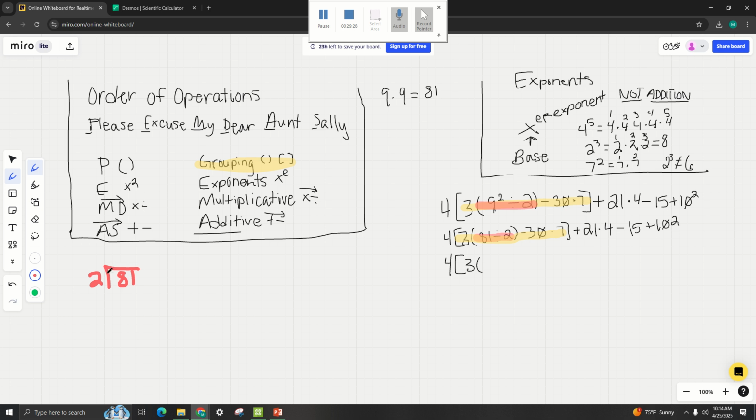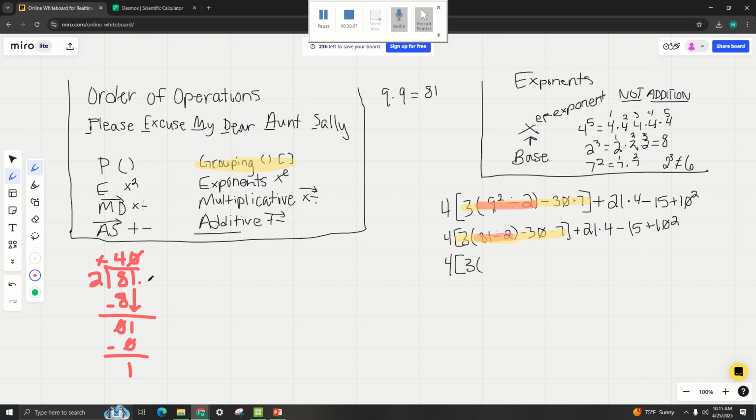So first step, divide. How many times does 2 fit in 8? Well, it fits in there 4 times. 4 times 2 is 8. I subtract. 8 minus 8 is 0. I bring down my 1, and I repeat. How many times does 2 fit in 1? Well, 2 can't fit in 1. 1 is less than 2, so it fits in there 0 times. 0 times 2 is 0. I subtract. 1 minus 0, identity property, is 1. And I have a remainder.